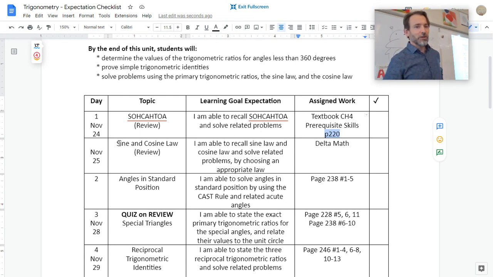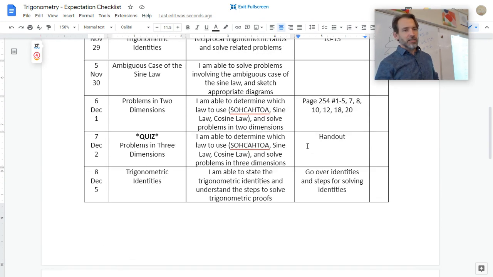And then there is sine and cosine on page 220, but we're going to review that tomorrow, sine and cosine law. Okay, no problem. And those are also challenge problems, if you can prove sine and cosine law are true just using trig and Pythagorean theorem. This is very cool. And then there's also Delta Math. There are Delta Math things to practice too. So get reviewing, everyone.